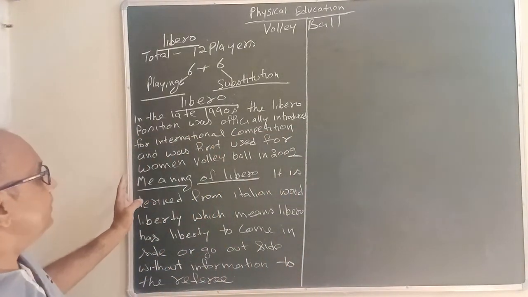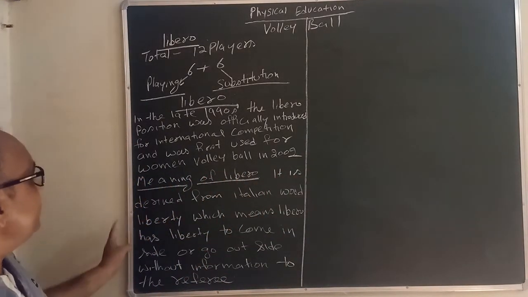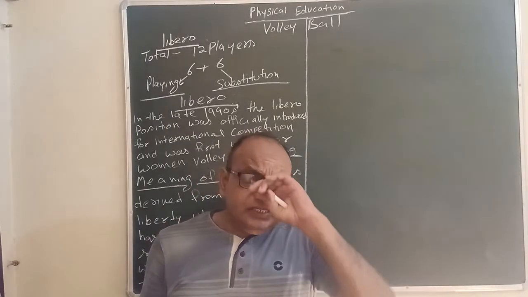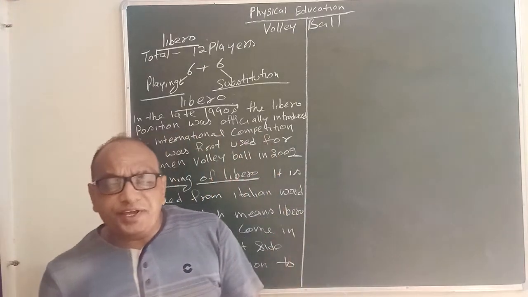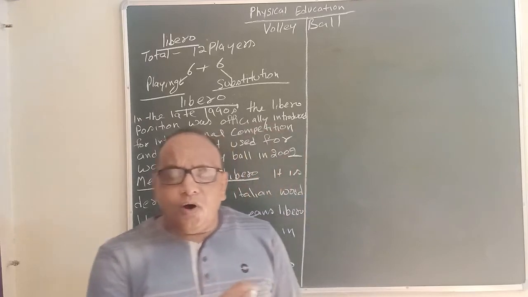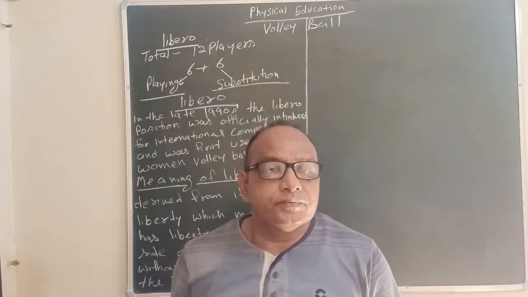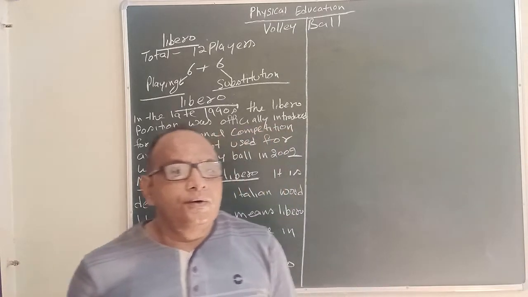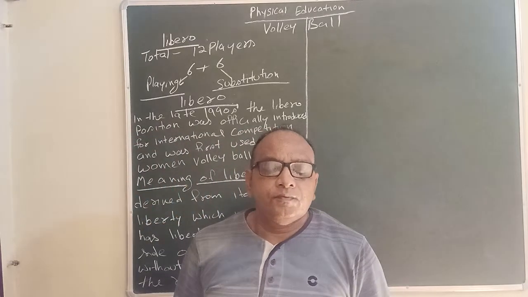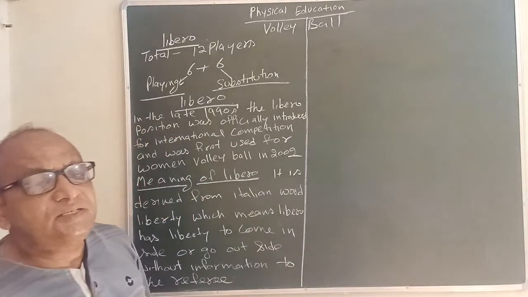So here I tried my best to clear the meaning of libero. Libero means a libero player is free to come inside the ground or go outside the ground without any information to the referee. Now, what does he do? Or what is the advantage? What is the benefit?